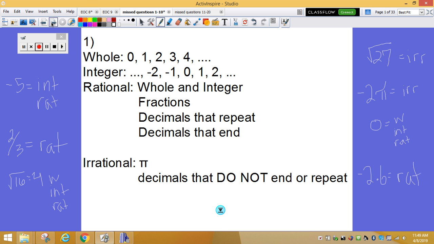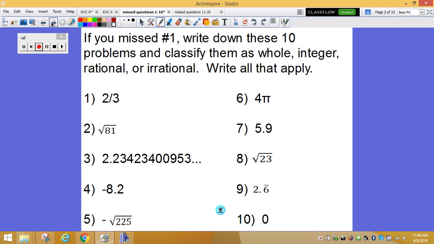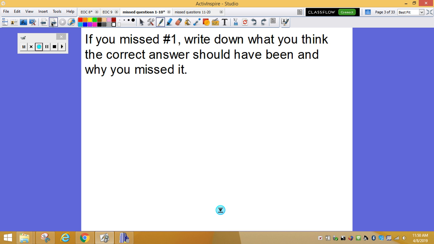Okay? So, if you missed number 1, you need to write down these 10 problems and classify them as whole, integer, rational, or irrational. You need to write all that apply. So you need to do these 10 problems and then go to the next problem that you missed. Just kidding, not yet. You should also write down what you think the correct answer should have been for number 1 and why you think you missed it, okay?